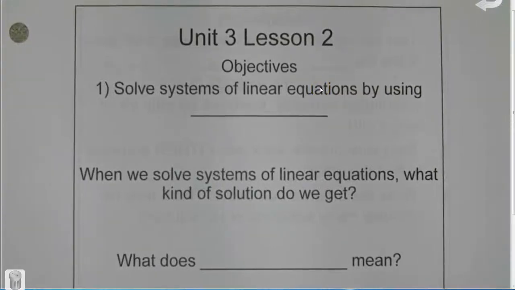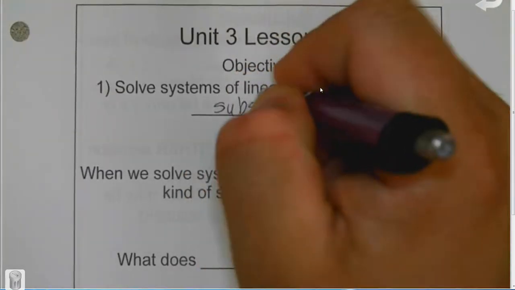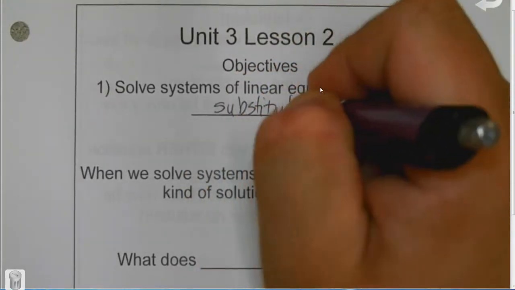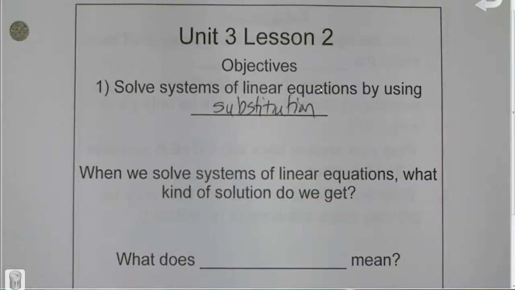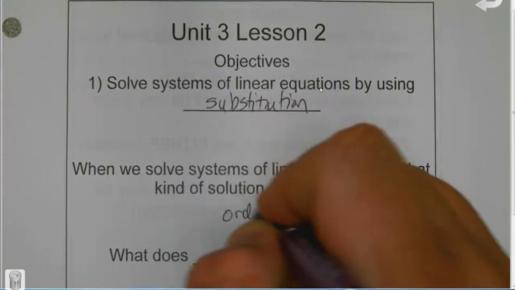Okay guys, today we're on Unit 3, Lesson 2. We're going to be solving linear systems of equations by using substitution. When we solve systems of linear equations, what kind of solution do we get? Well, we get an ordered pair.